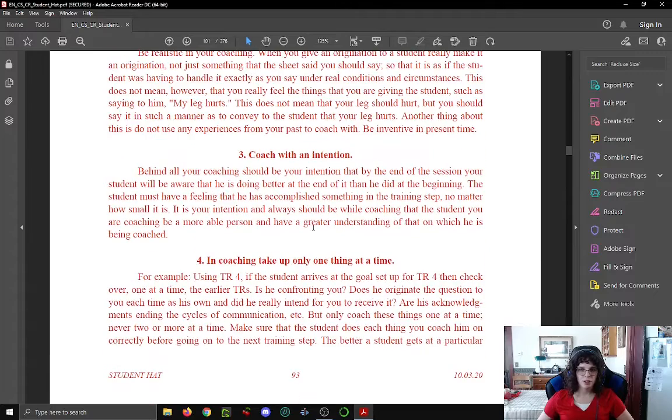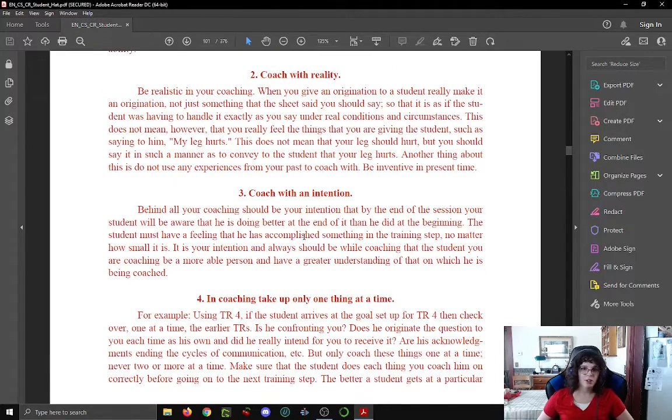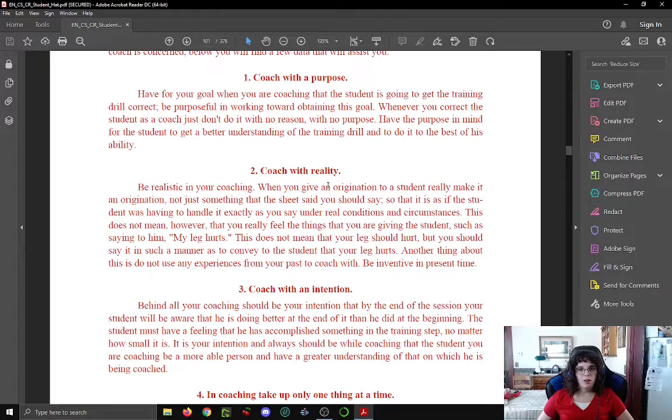Take up one TR at a time. Coach with intention, obviously tone 40. Coach with reality, but still act. Coach with a purpose. No shit.